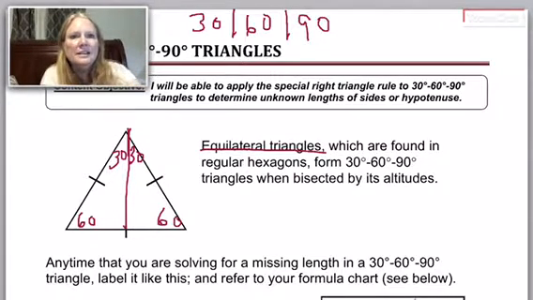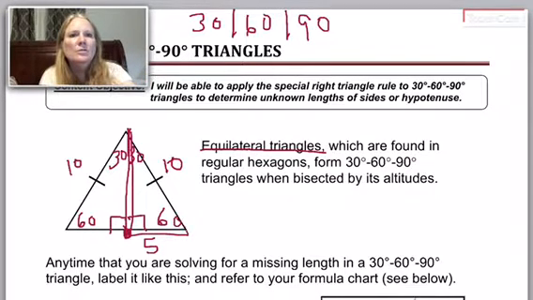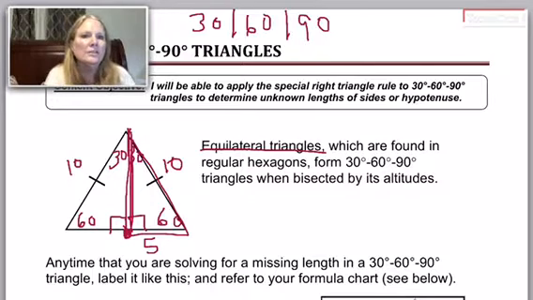It also bisects the base. So say that the length of each side originally had been 10, so each side would be 10, but now this would be 5. And so here is an example of a 30-60-90, because these angles are all going to be 90 degrees here and here. So you have two 30-60-90 triangles.